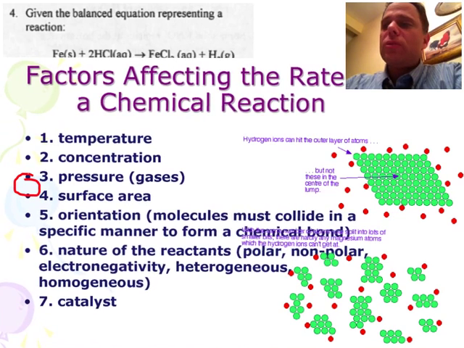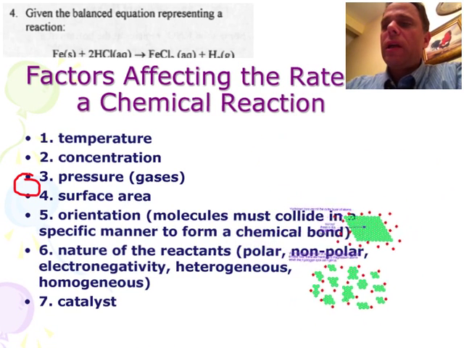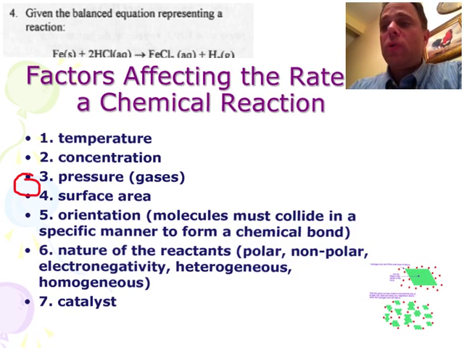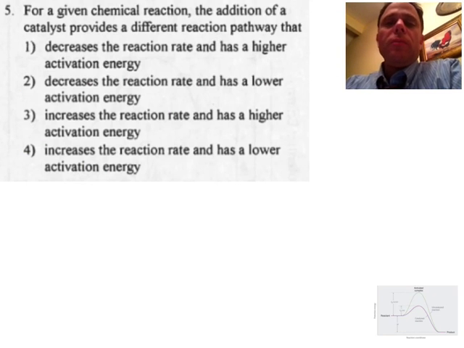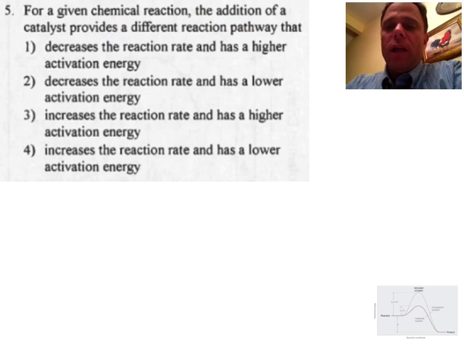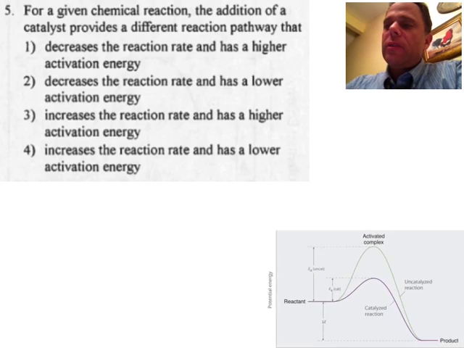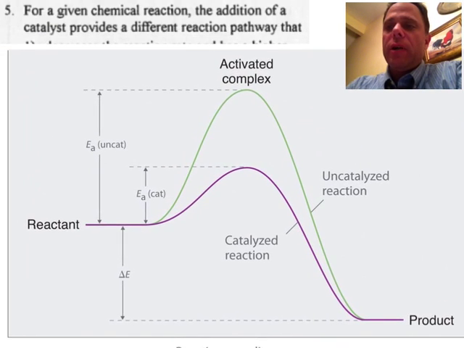I ignore that little circle there. Get this out of the way, pause it, and read through it if you would, for other conditions that would affect chemical reaction rates. Number 5. For a given chemical reaction, the addition of a catalyst provides a different reaction pathway that, what will happen? Well, let's take a look at the potential energy diagram.